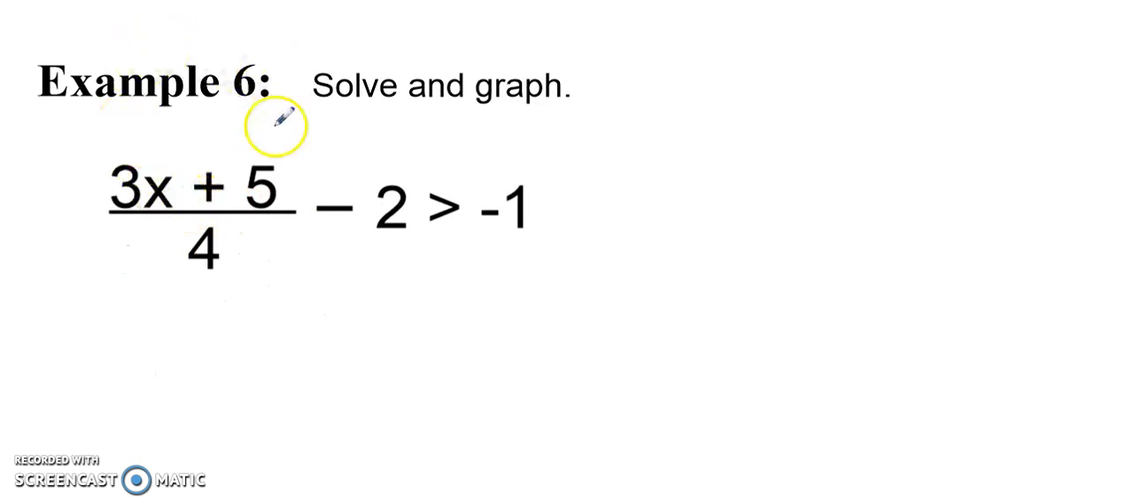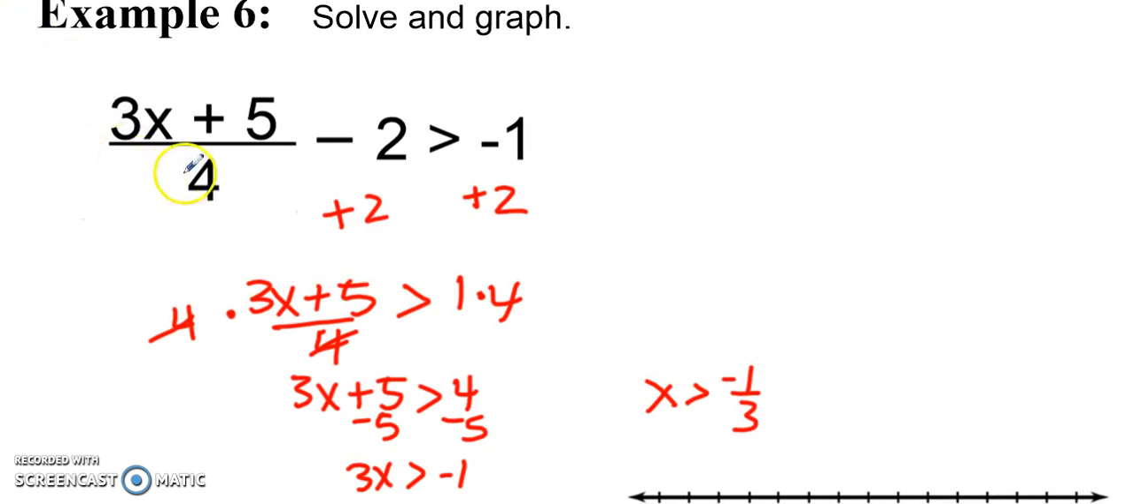Alright, here's one. I want you to pause the video, try to solve this yourself, and then when you resume the video, I will have the solution for you. Alright, here is the solution to this. At no point did I perform an operation of multiplying or dividing by a negative to each side, so there's no need to flip the direction of the inequality symbol, and I get x is greater than -1/3.